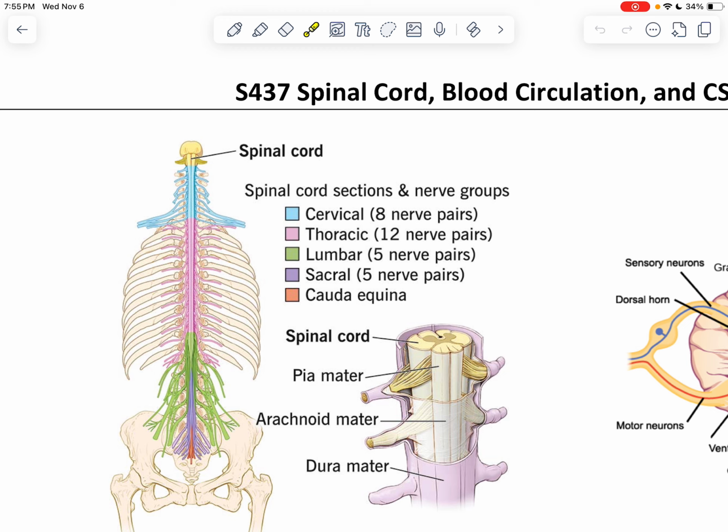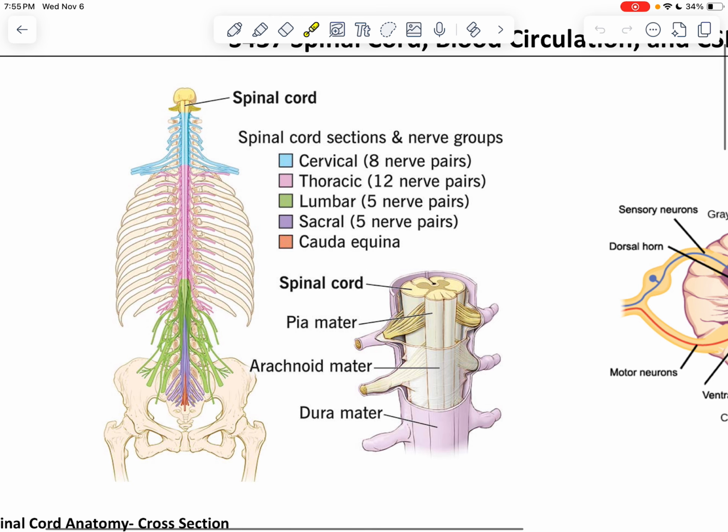The lower back is the lumbar region, which has 5 nerve pairs. And the sacral region is here with 5 nerve pairs. And then we have the last section you don't need to know, which is called the cauda equina.